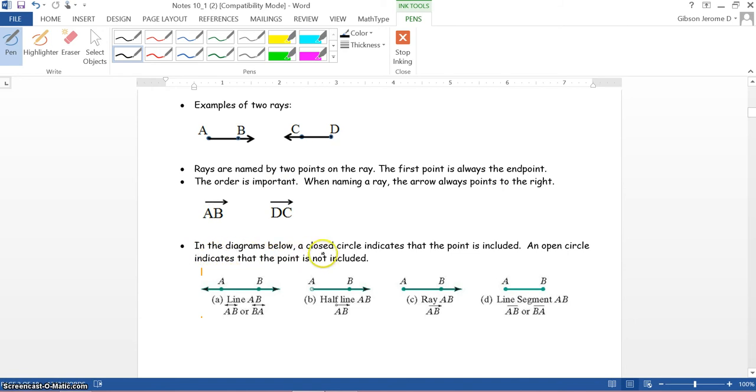It says in the diagrams below, a closed circle indicates that the point is included. An open circle indicates that the point is not included, which we have here. These points are included, and this is a line. This point is not included, which is the end point, and this is considered to be a half line. This point is included here, which is the end point and the point on the line, so this is a ray. And then we have a line segment with both endpoints included.